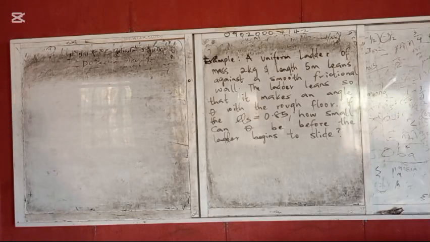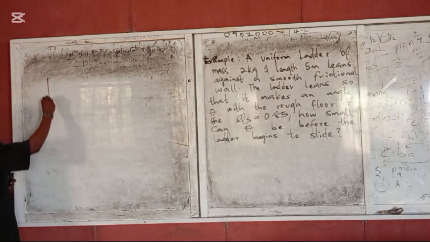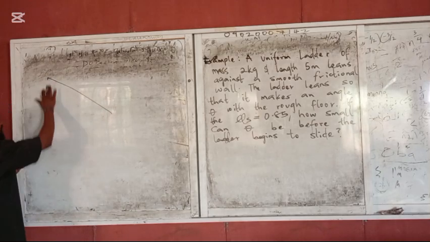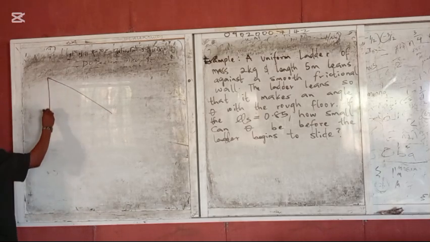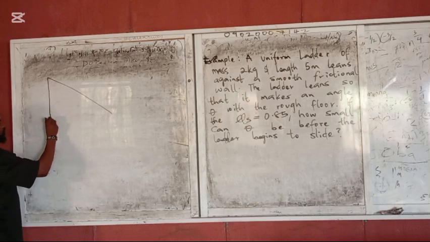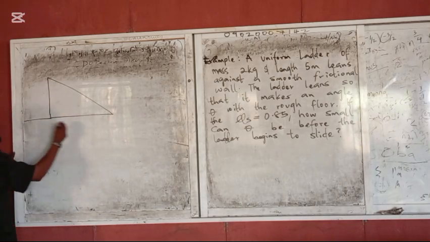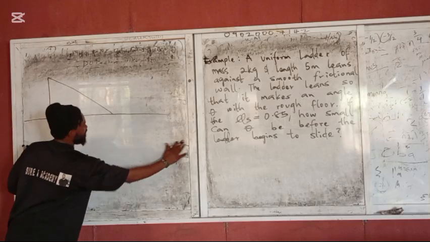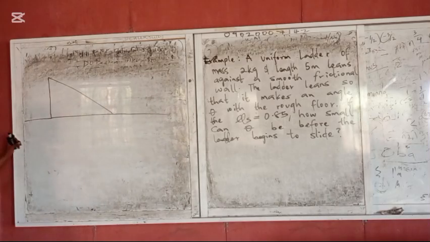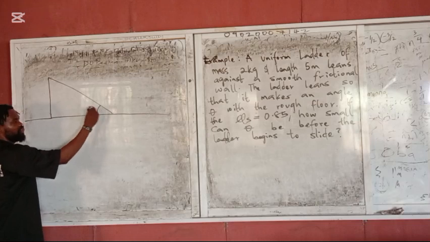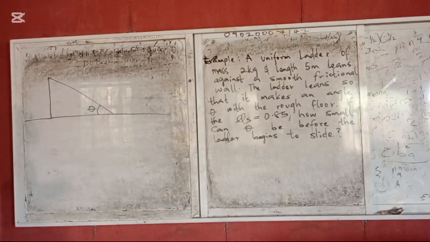Okay, let's start. A uniform ladder. Let's say this is my wall. Now let's say this is my ladder. If I join these two, you will notice that I'm not doing anything strange. Nothing new, so pay attention so you add to the understanding. The angle with the rough floor, let's say this is theta. They always tell us that the angle is with the rough floor.